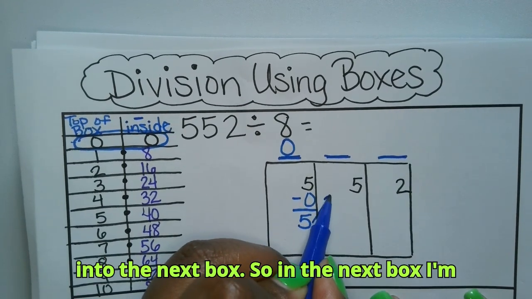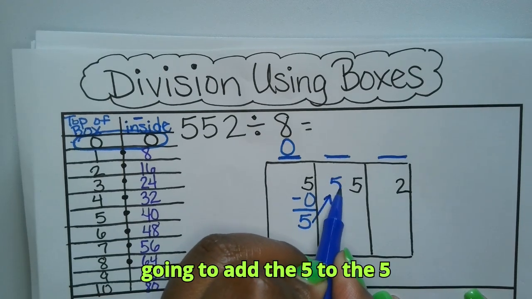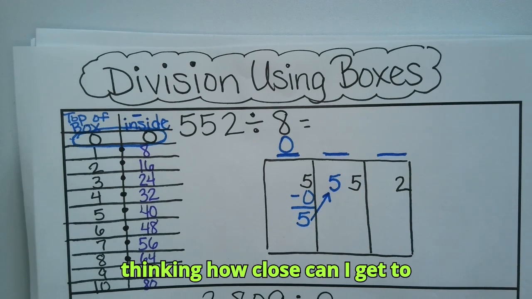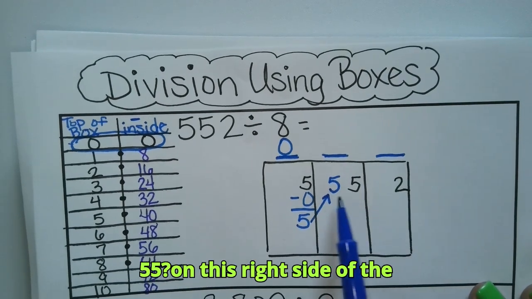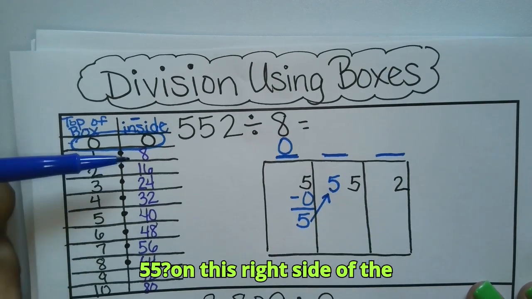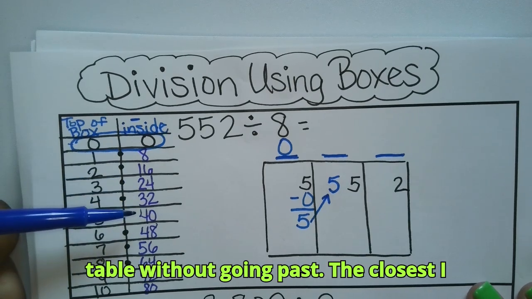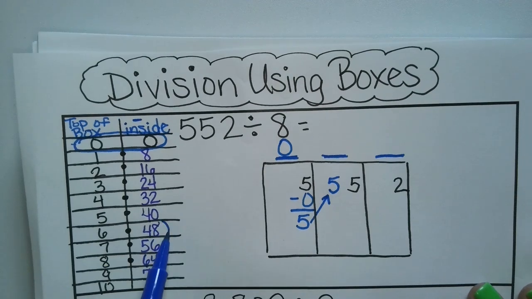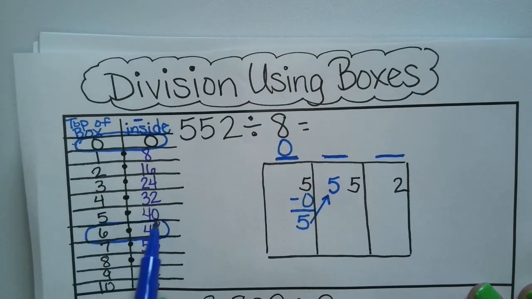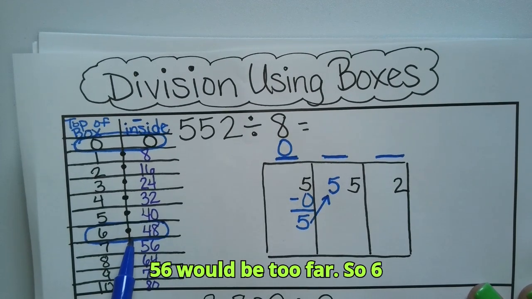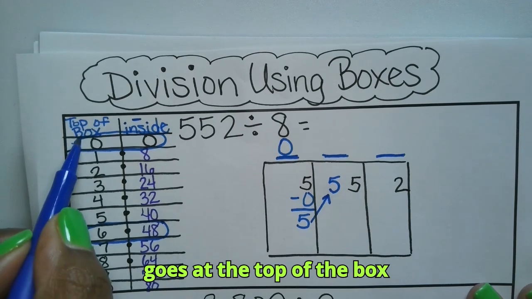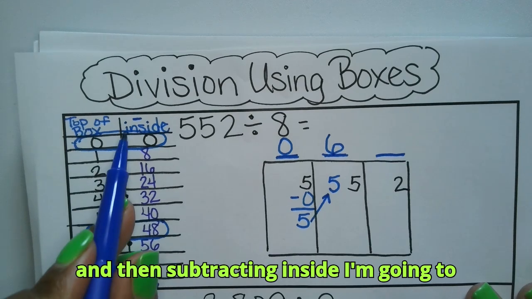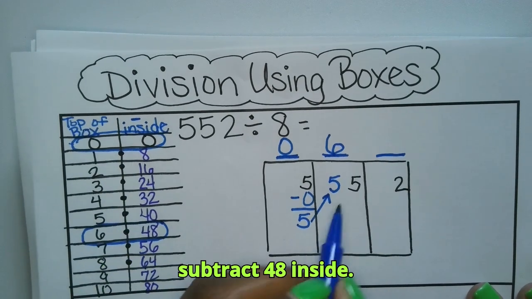So in the next box, I'm going to add the 5 to the 5 that's already there. Now I'm thinking, how close can I get to 55 on this right side of the table without going past? Closest I can get to it without going past is 48. 56 would be too far. So 6 goes at the top of the box. And then subtracting inside, I'm going to subtract 48 inside.